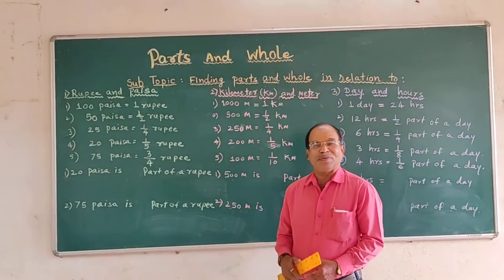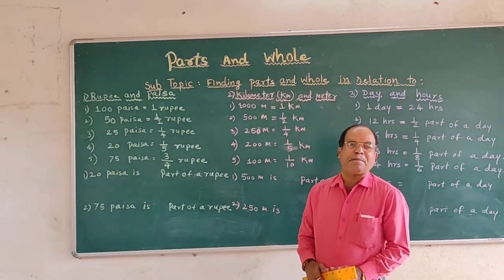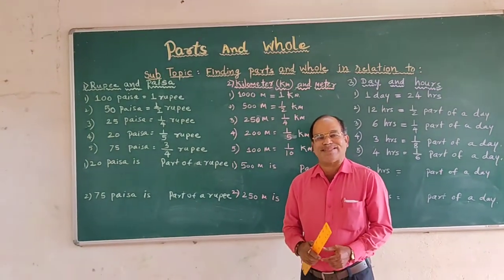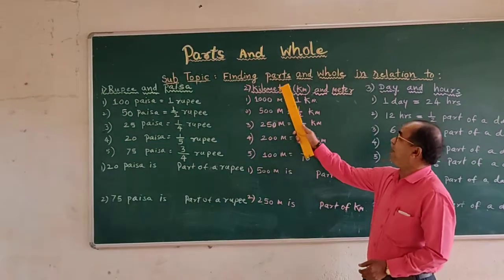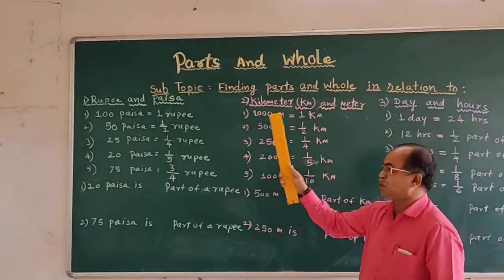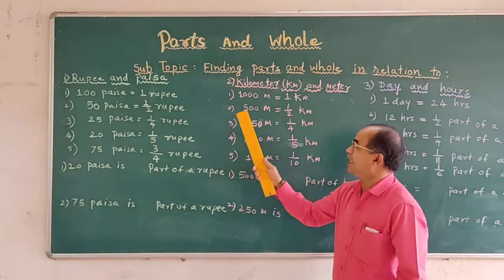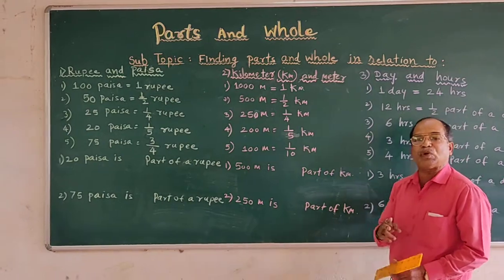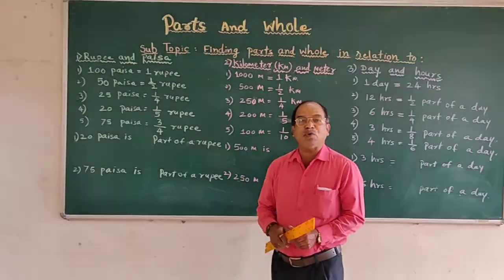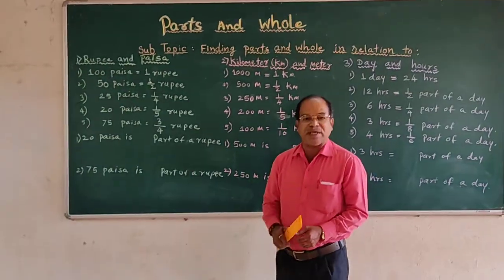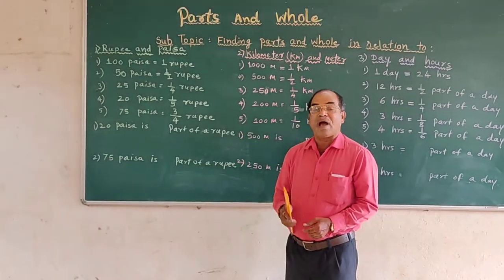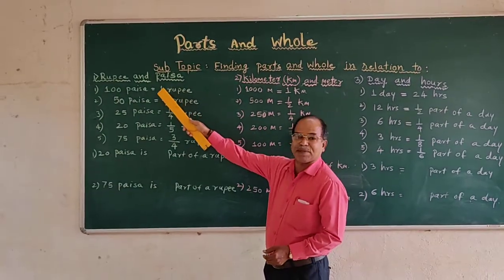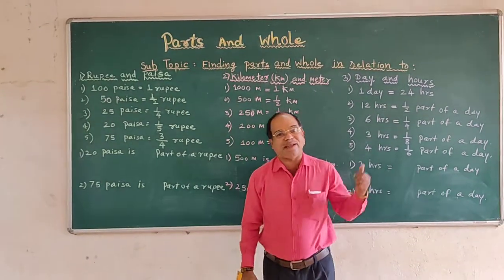Welcome back students. We are discussing the topic parts and whole. Today we are going to discuss the subtopic finding parts and whole in relation to rupee and paisa, kilometer and meter, and day and hours. In the last two topics you learned how to find part of a whole. Today we will find out what is the part of that whole in relation to practical examples: rupee and paisa, meter and kilometer, and day and hours.